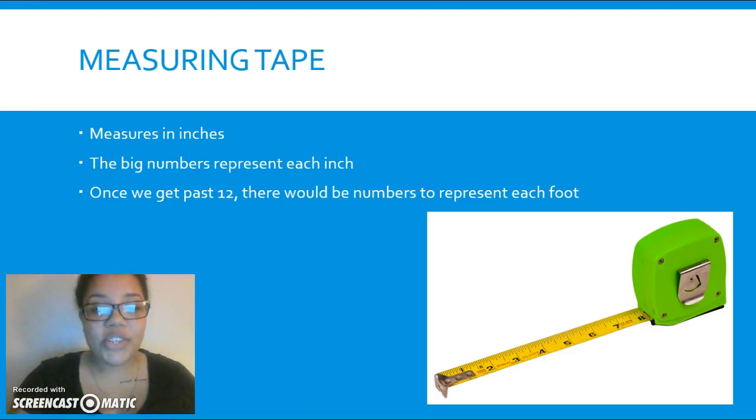Lastly, we have the measuring tape. The measuring tape is different than the others because it is not a stick, it is a retractable tape. It can go very far to measure things that are bigger in size. Just like the ruler and yardstick, the measuring tape measures things in inches. Each number up to 12 represents the inches. Once we get past 12, there will be 2 numbers on the tape, one for the inches and one for feet.